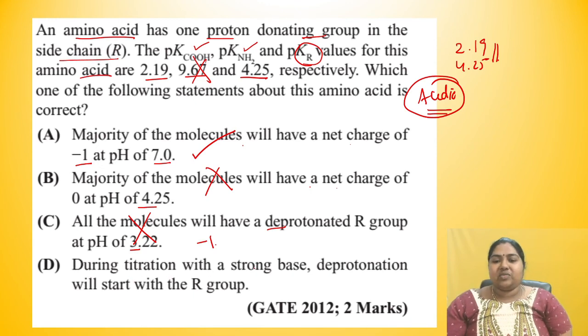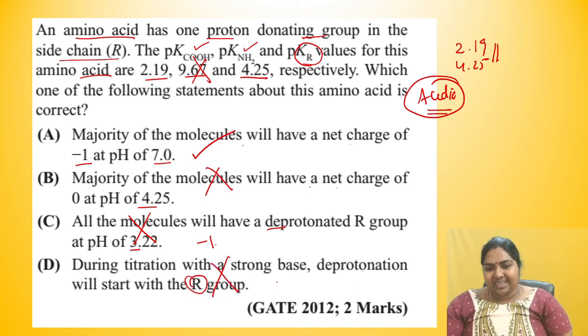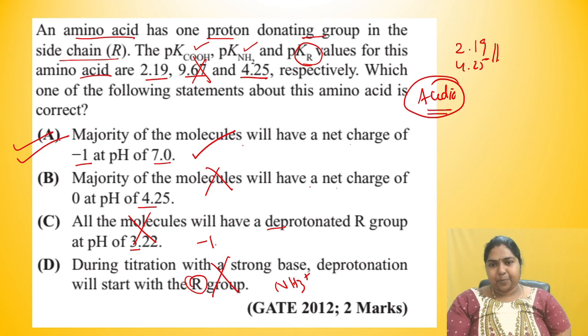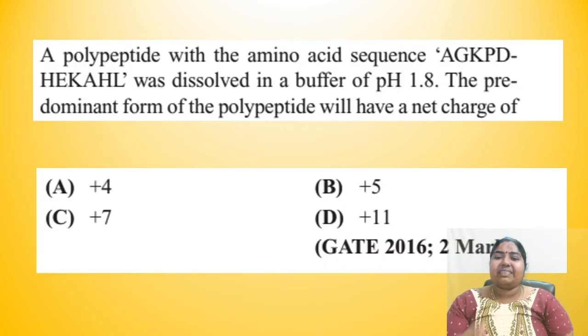During the titration with a strong base, deprotonation will start with the R group. Never. R is the last. First your NH3 plus will undergo the deprotonation. So this is also wrong. So exactly, the correct answer is going to be option A. Got it? Okay. Now let us have a look into the second question.